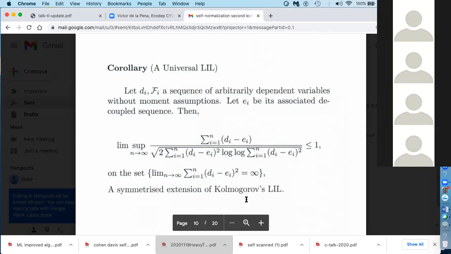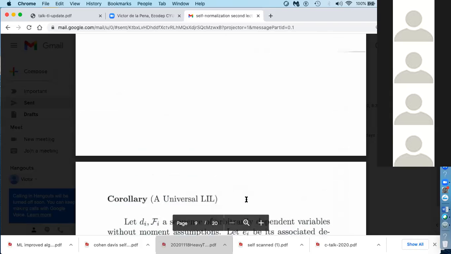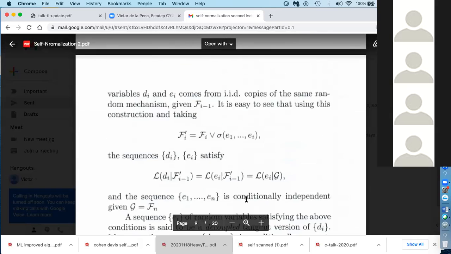So having stated the main result, which is a new result, I haven't published this result, and it follows from the theory of decoupling. I'll show you an introduction to decoupling.